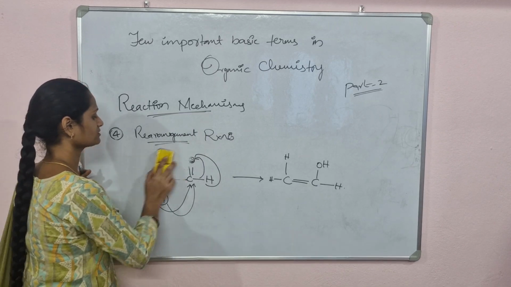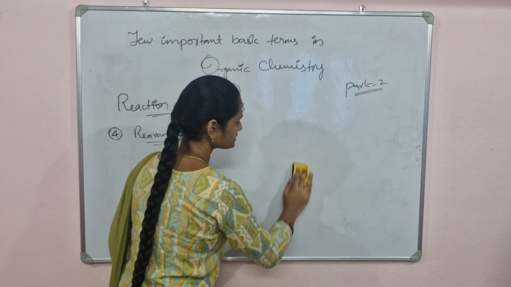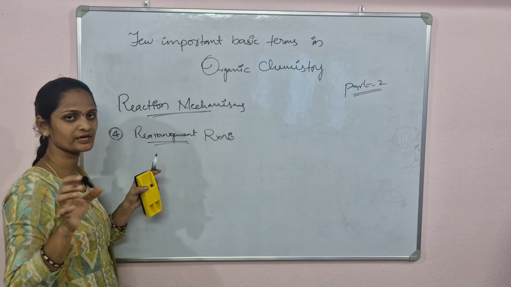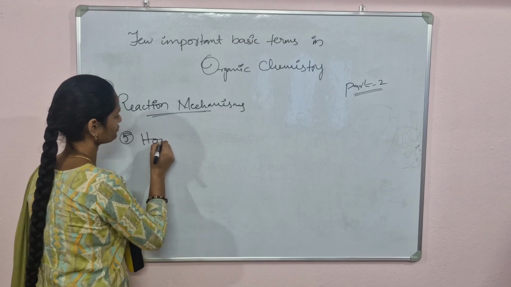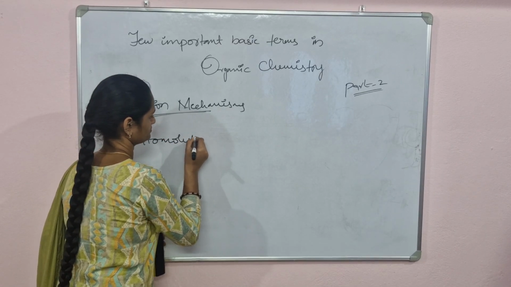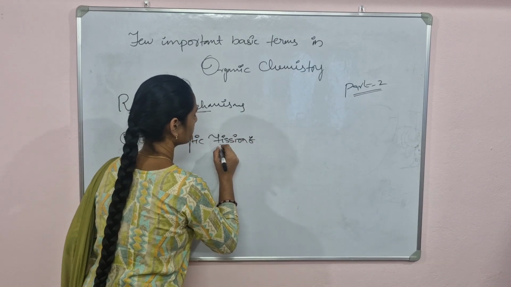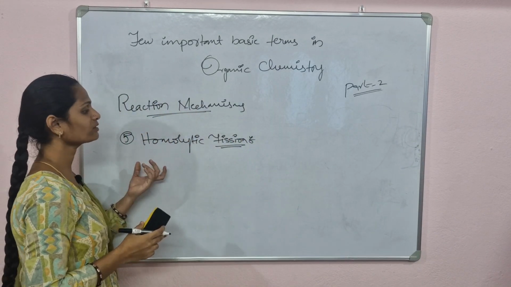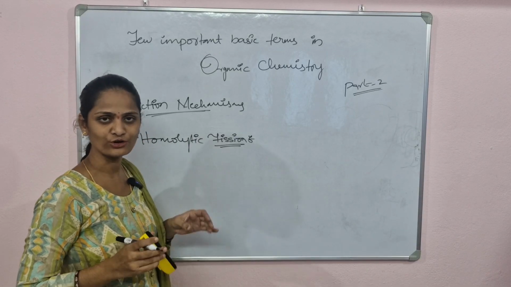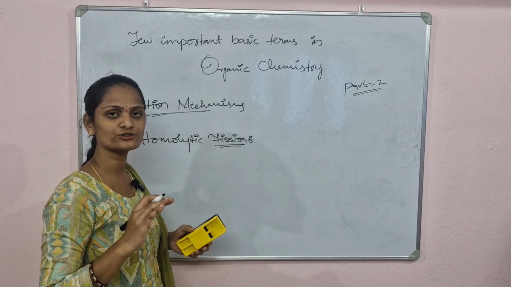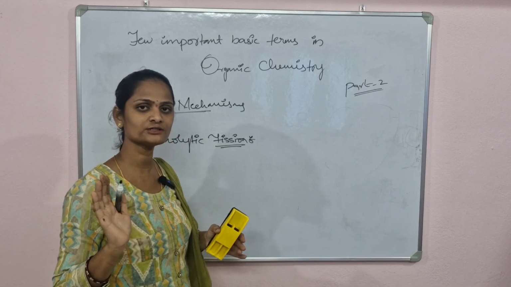Next one is homolytic fission. Fission means cleavage, means breaking. Okay, the fifth one is homolytic fission. Homolytic fission in organic chemistry means the bond breaking of a molecule with even distribution of electrons to both the atoms, which retain their electrons back.